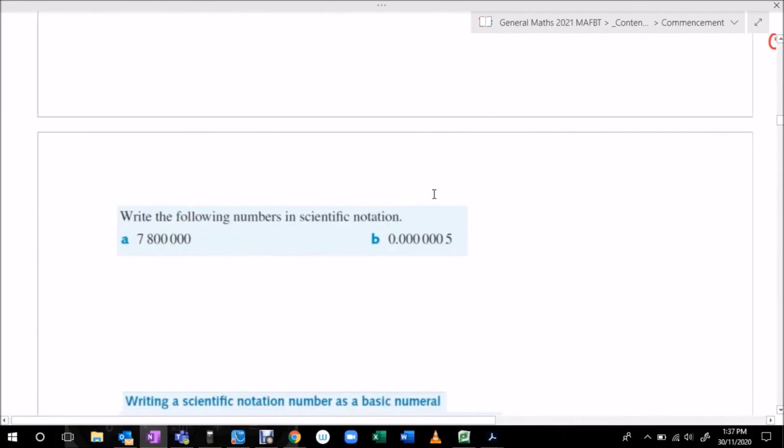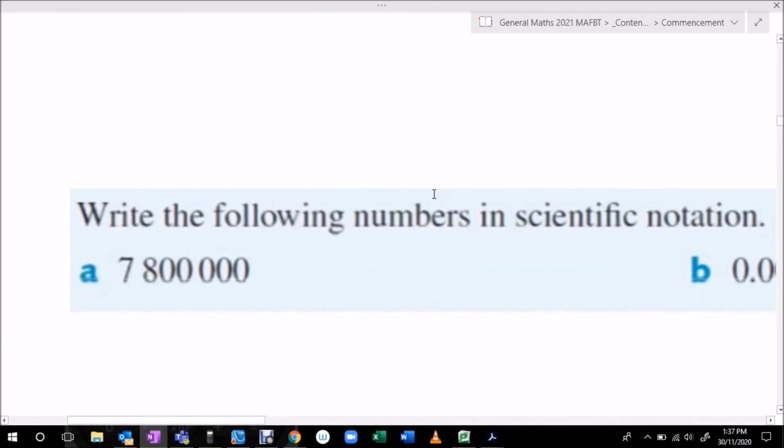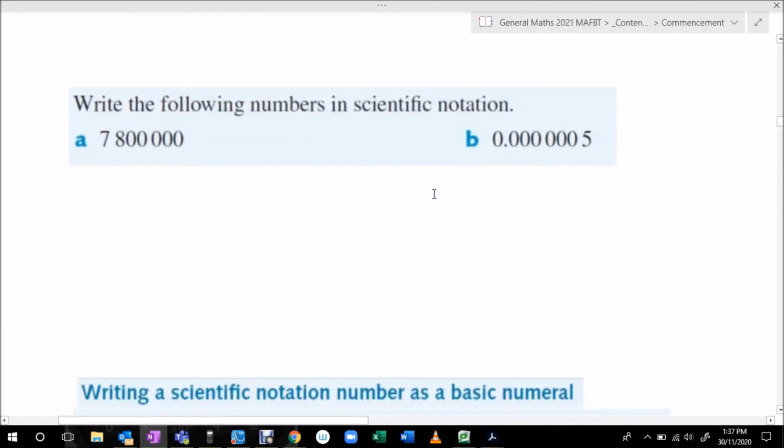All right, let's see if you can do these. I want you to write these in scientific notation, just these two, and then we'll finish up.